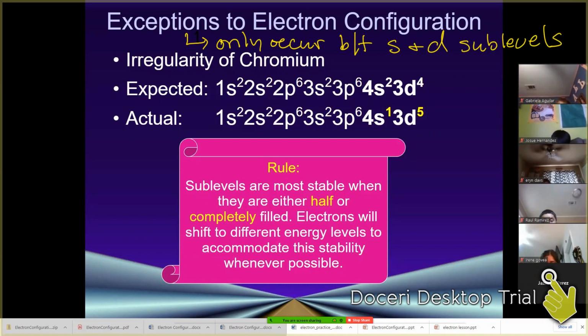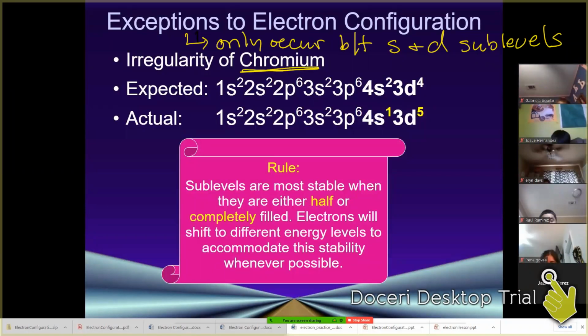And the reason there are these exceptions, the ones that we're going to look at, is because it increases the stability of the element. So sublevels are most stable whenever they are either half full or completely full. And for some elements, electrons will shift to different energy levels to accommodate this stability.